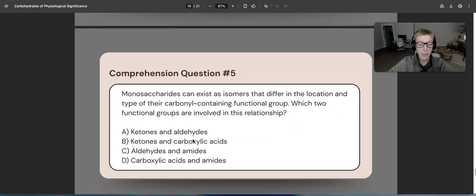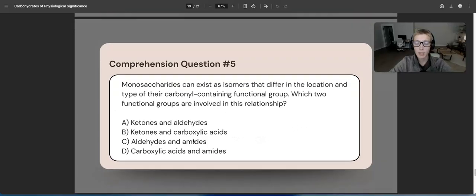Comprehension question 5 says monosaccharides can exist as isomers that differ in the location and type of their carbonyl-containing functional group. Which two functional groups are involved in this relationship? And the answer here would be A, ketones and aldehydes. As we discussed, one of the isomeric relationships is aldose-ketose isomers, which differ in the location as well as type of carbonyl-containing functional group.